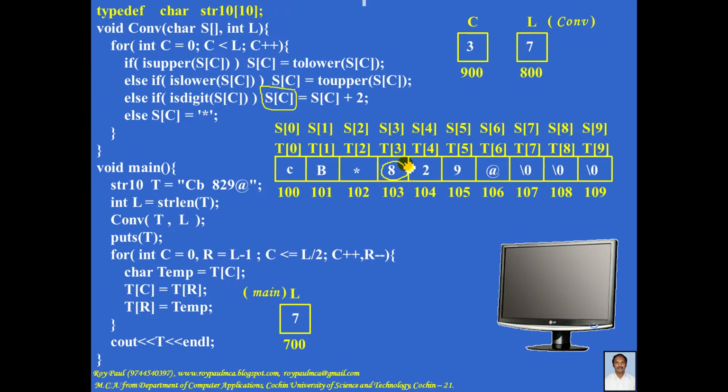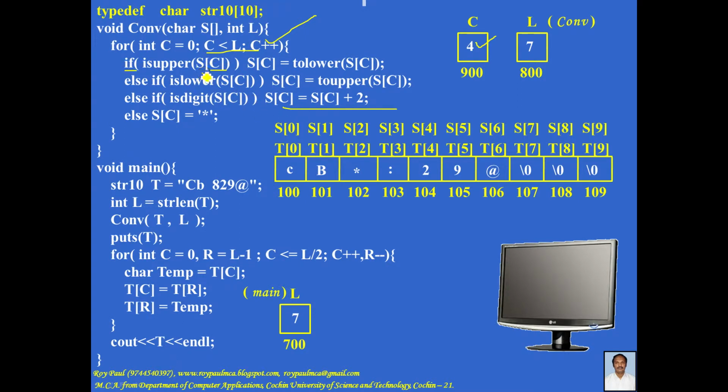This one contains 58. But this is an array of characters. Only a character can be accommodated in each and every cell. So here 58 will not come. Instead, the character equivalent for 58, which is colon, comes here. So you need to remember the ASCII values given in that table. So here the character equivalent for 58, colon, comes. Now after this C++, so C becomes 4. Now 4 less than 7, condition true, control comes inside.